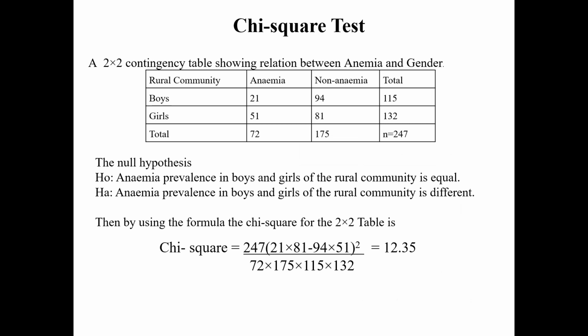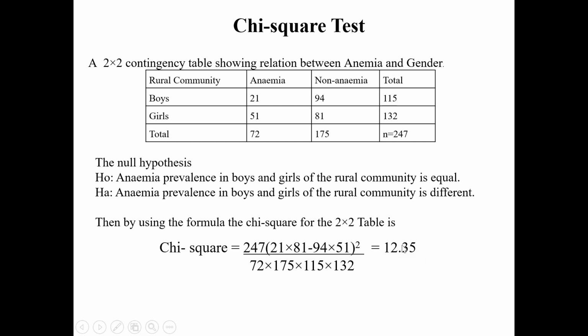So the example here: two groups, boys and girls, anemia, non-anemia, and the totals. The chi-square value would be N, which is 247, multiplied by AD, where A is 21 and D is 81, minus BC, 94 into 51, squared, divided by all of this: 72 multiplied by 175 multiplied by 115 multiplied by 132. This becomes 12.35.